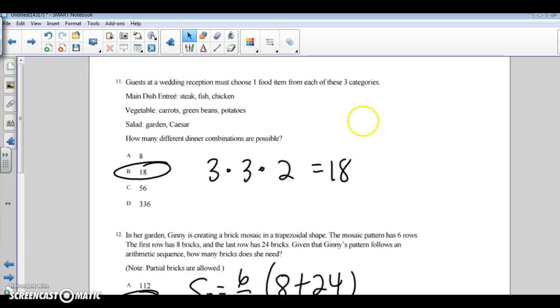Number 11, guests at a wedding. They can have steak, fish, and chicken, so there's 3 choices there. Carrots, green bean, and potatoes, so there's 3 there. And garden or Caesar salad, so there's 2 choices. So you just take 3 times 3 times 2, and that gives you 18 choices.